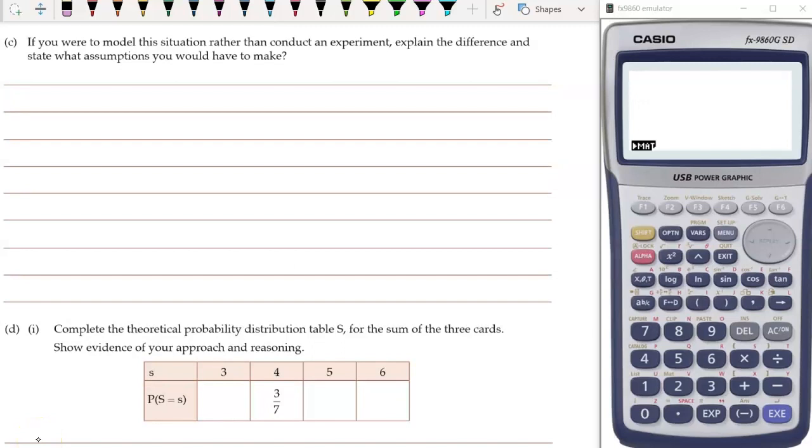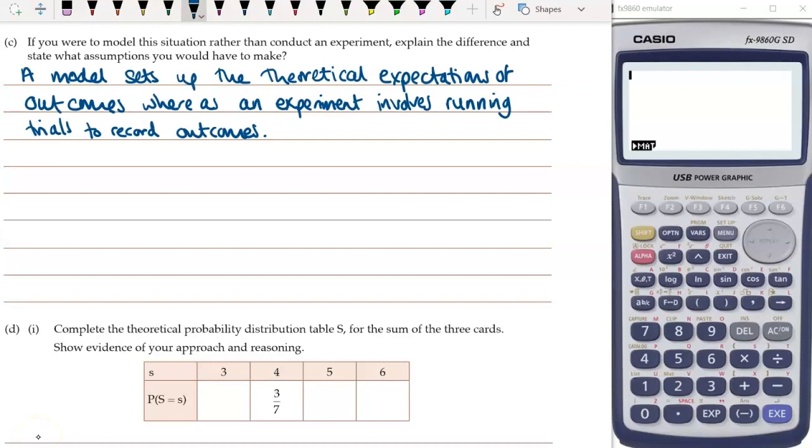For part C, thinking about a model versus an experiment. An experiment is where you actually run the trials, whereas a model is you just think about theoretically what it should come out to. So let's write that down first as what the differences are. And then we'll say what assumptions we would need to make for setting up a model.